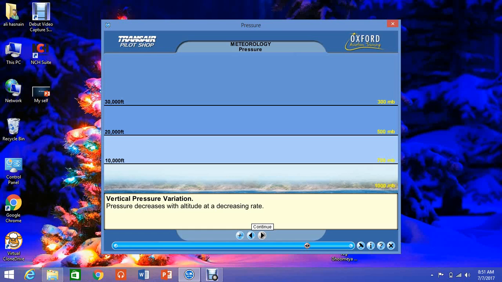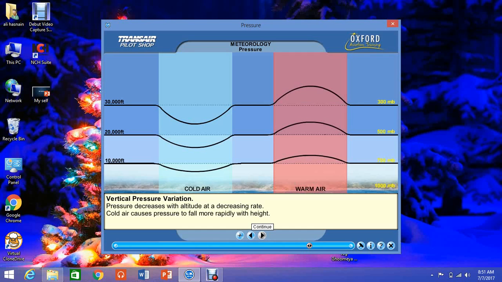This is plain to see when the pressure levels are placed onto the diagram as shown here. However, pressure does not decrease everywhere at the same rate. This is because temperature affects the pressure lapse rate of the atmosphere. Cold air has a tendency to cause pressure to change more rapidly with height. Notice that the pressure lines contract towards the surface.